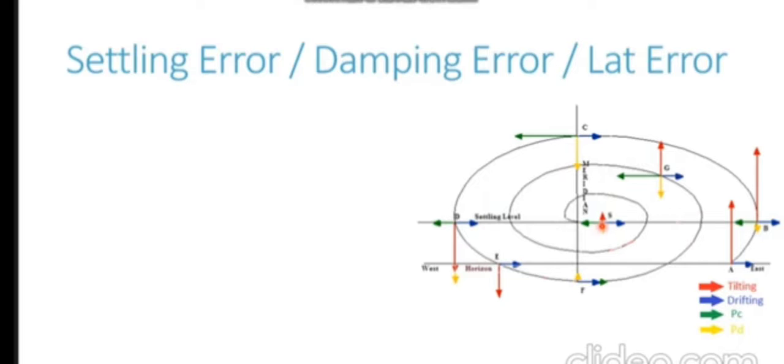It is also known as damping error because it's a byproduct of the damping which we have done in our north-seeking gravity-controlled gyro compass. It gets its name as latitude error also because this error is dependent upon the latitude of the observer. If the observer is on the equator, which means the latitude is 0, in that case the damping error, settling error or latitude error is also 0. As the latitude keeps on increasing, the error also keeps on increasing in magnitude. That's why the name given as latitude error.